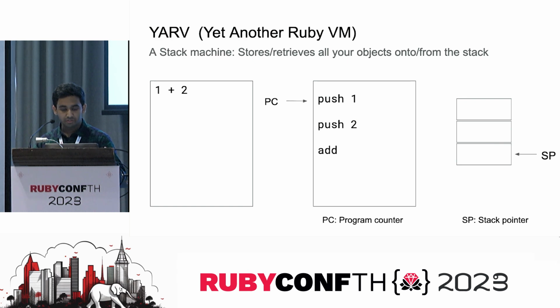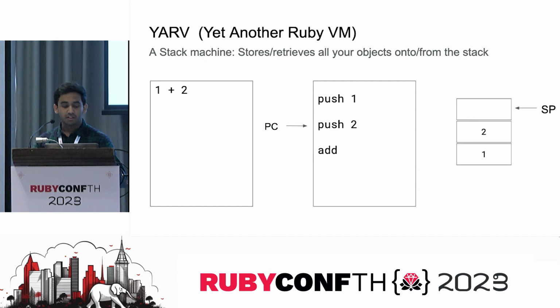So we push 2 onto the stack, and then we reach add. When we reach add, we pop those two values from the stack, we take their sum, and then we push it back onto the stack. This is how a simple addition works for the YARV machine. Now let's take a look at a physical machine.